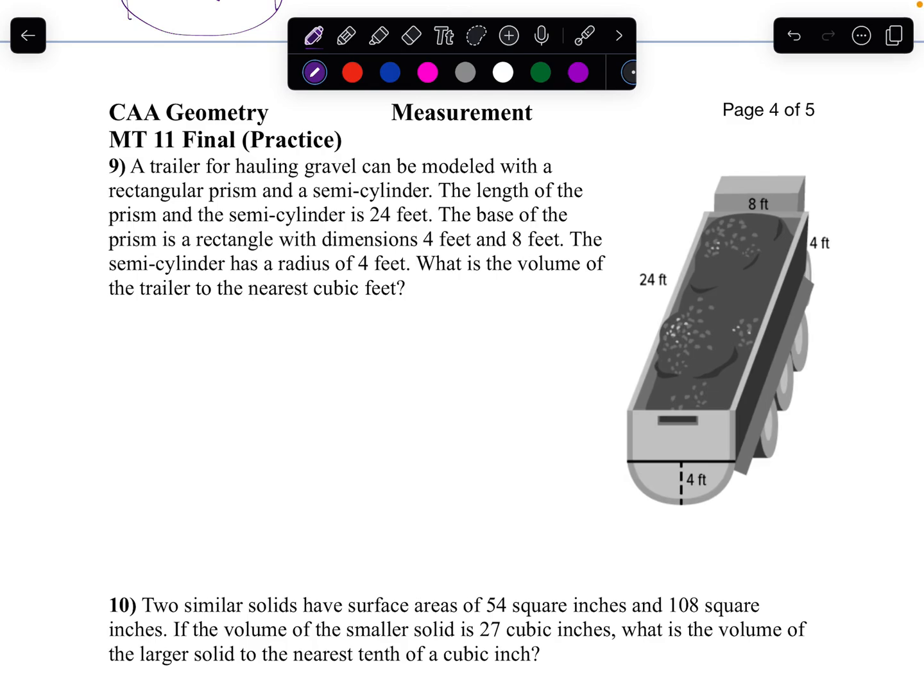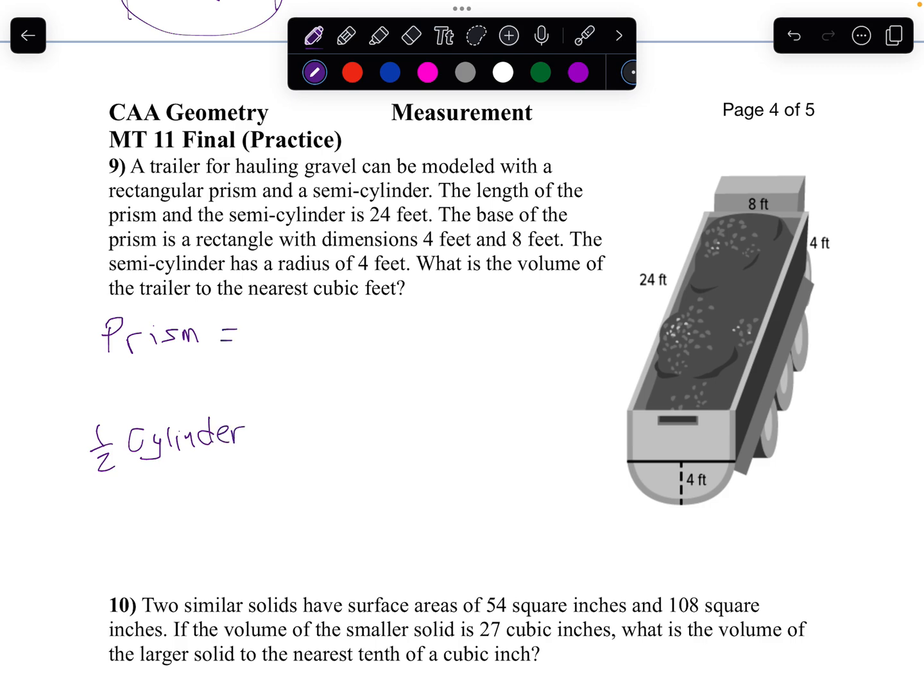Now, on question number 9, we take a look at this dump truck, and it looks like we have a rectangular prism and half of a cylinder. We want to find the volume and put them together.